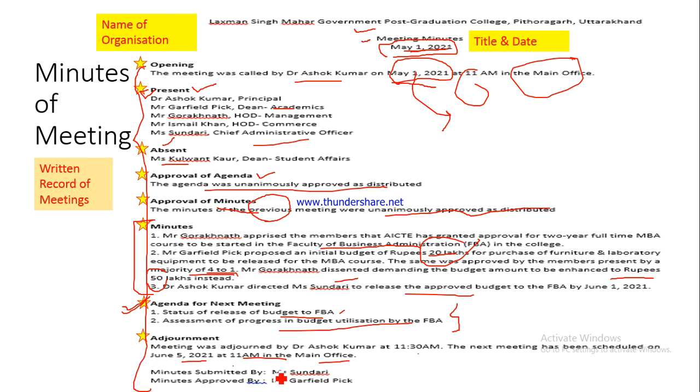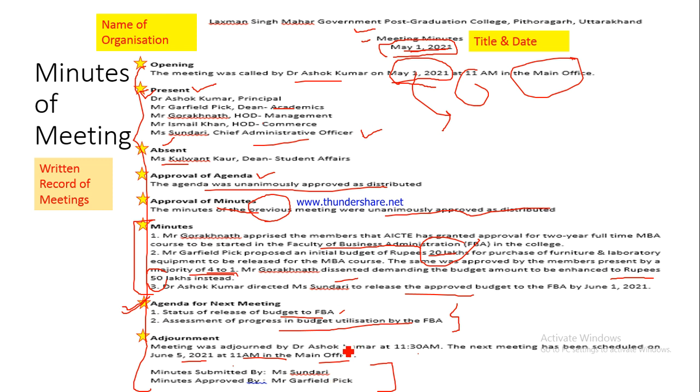Now please understand who has written these minutes. It's not the principal, it's not the Dean Academics. Maybe the junior officials would be probably writing this particular minute, and so it has been written by the Chief Administrative Officer, who appears to be junior most in terms of designation among those present, right? So it is Miss Sundari who has prepared these minutes. She must have taken notes while the meeting was on, and now she has actually prepared the minutes.